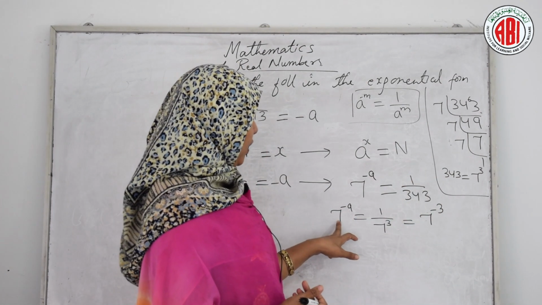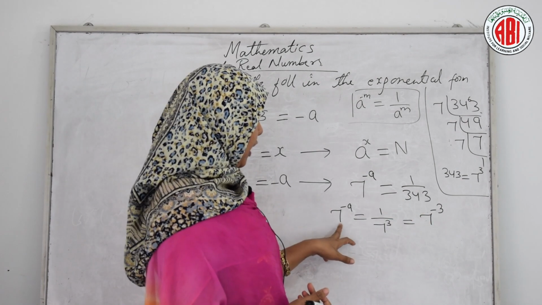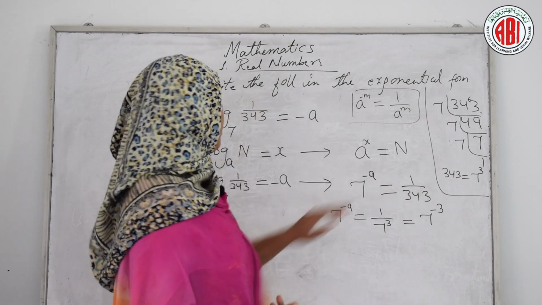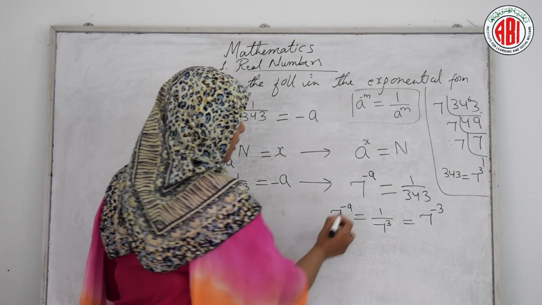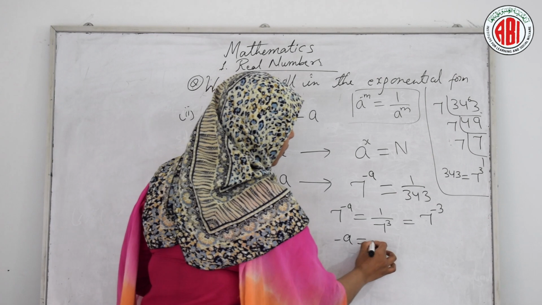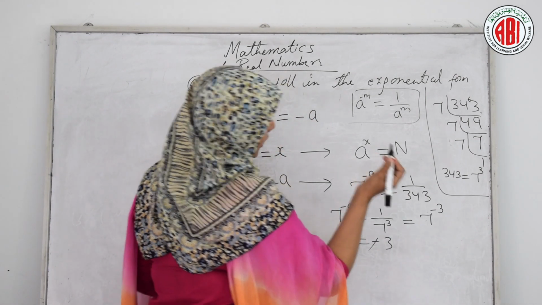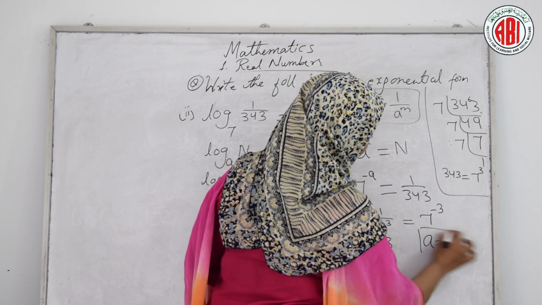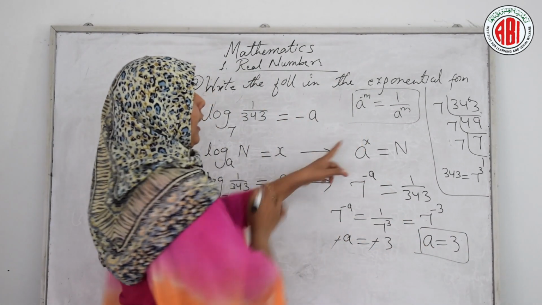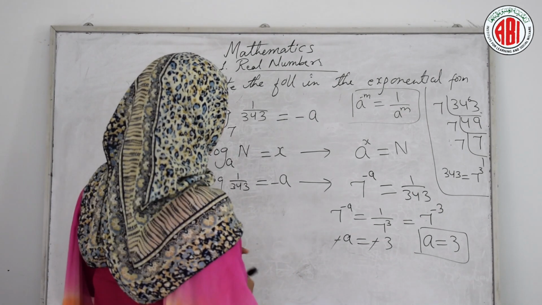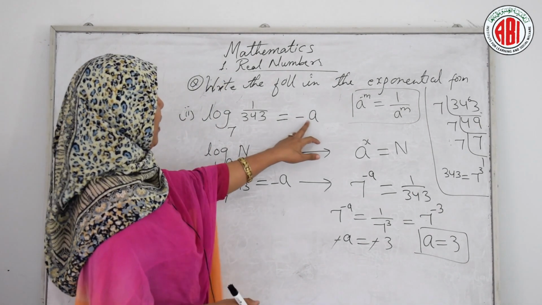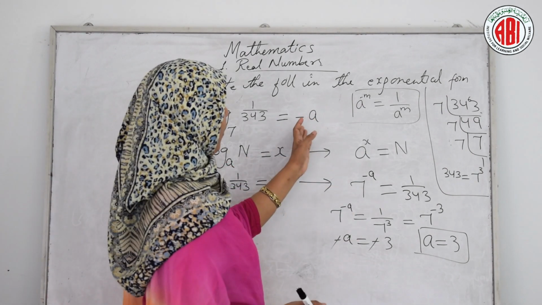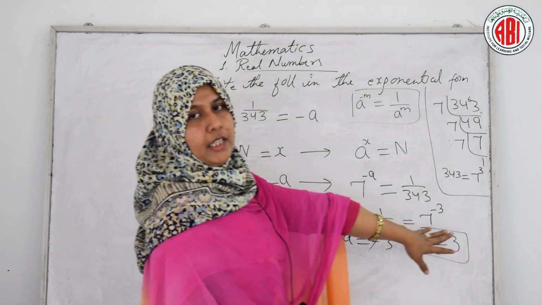You can see that bases are the same here. Here also 7, here also 7. Now we can equate the powers. That means minus a is equal to minus 3. Minus minus get cancelled here. That means the value of a is 3. This a is nothing but an exponent. So this value we have to find out, the value of minus a. Here we got the value of a is nothing but 3, right?